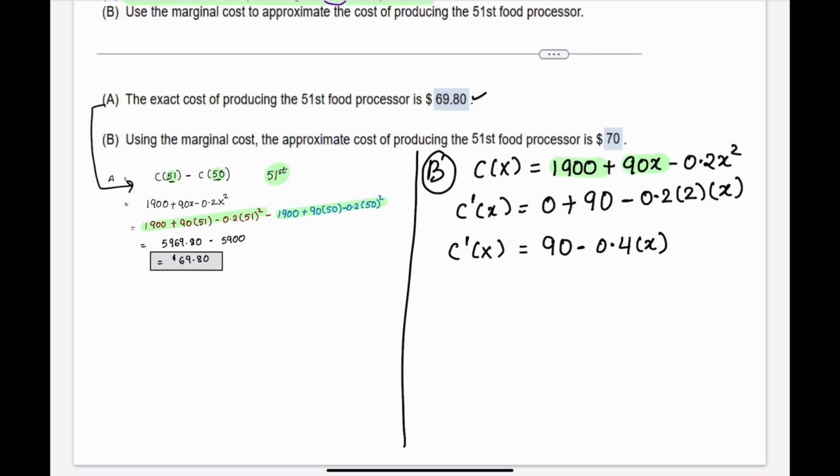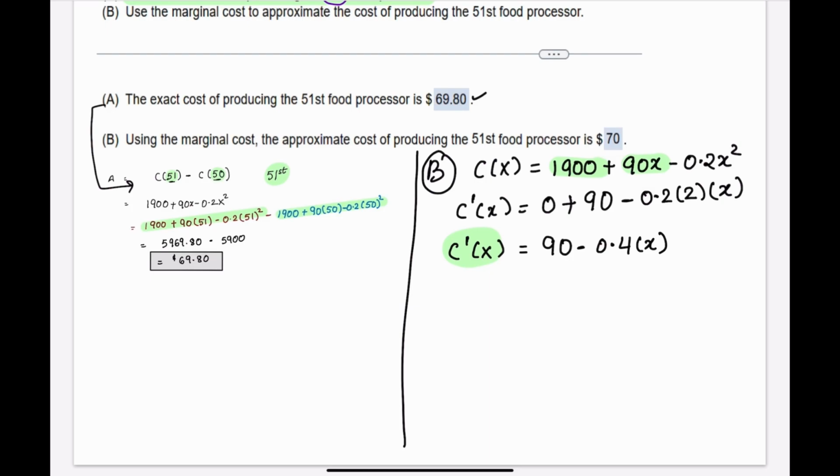So again, I want to make sure you understand this derivative represents the change in the cost of producing one food processor. So this has to be understood. So this is going to give me the cost of the next food processor, the change. Again, when I say the slope is nothing but how the function is changing. Is it increasing or decreasing? So what's happening?